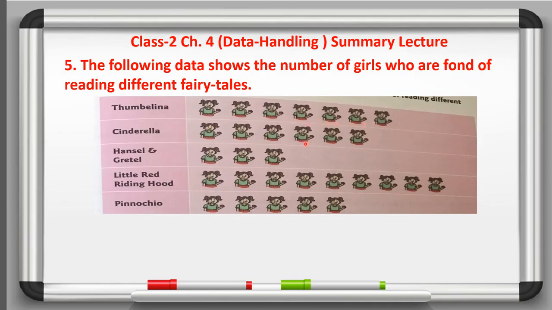Okay. Now the next one is Cinderella. 1, 2, 3, 4, 5, 6. 6 girls fond of reading Cinderella. Next one is Hansel and Gretel. 1, 2, 3. 3 girls. Okay. Little Red Riding Hood. How many girls? 1, 2, 3, 4, 5, 6, 7, 8 and 9. Okay. And the last one is Pinocchio. 1, 2, 3, 4, 5. 5 girls like to read Pinocchio.